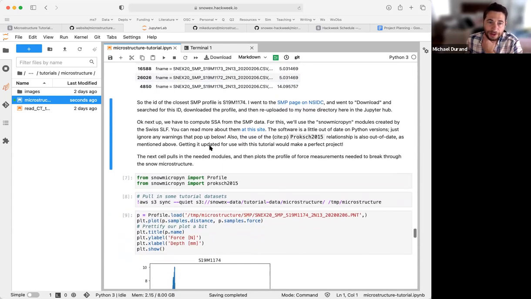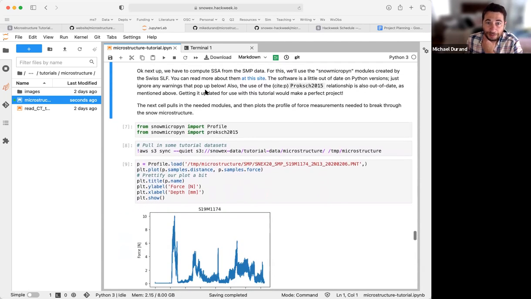Okay, so now we need to compute SSA from this. For this, we're going to use the Snow Micropen modules that were created by the Swiss SLF group, which you may be familiar with. You can read more about it here. This is the Read the Docs page.